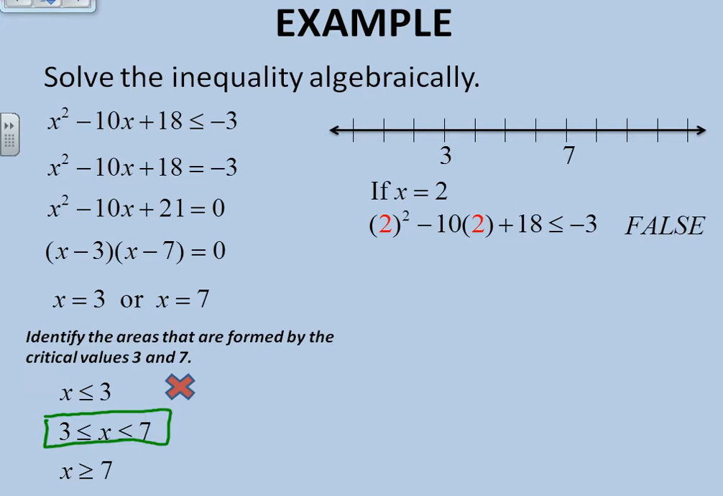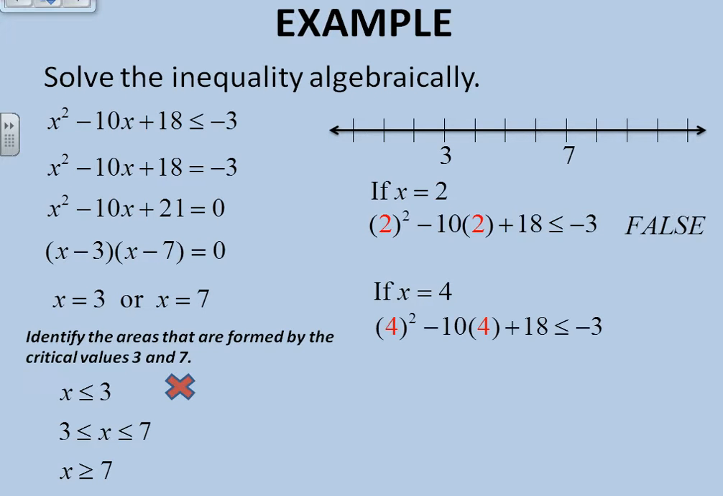You can pick any value. That's 4, 5, 6. You could actually choose 5.28 if you wanted to, but we probably wouldn't want to do that. I'm going to choose 4 here. So we'll plug 4 into the inequality. That would give us 4 squared minus 10 times 4 plus 18 is less than or equal to negative 3.